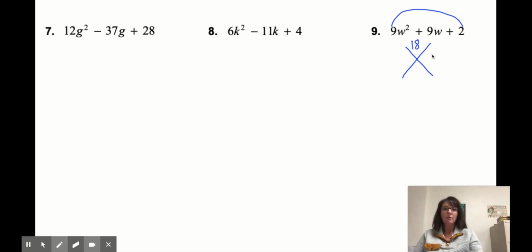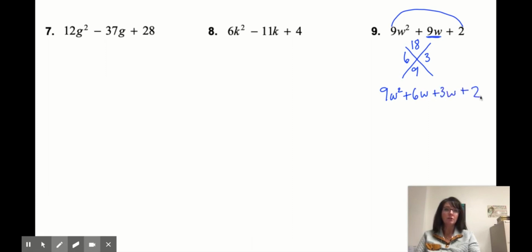Now we need the factors of 18 that will sum to 9. It's positive 9, so factors of 18 that sum to 9: 6 and 3, pretty easy. Now we're going to transform this middle term. We're going to rewrite the trinomial, so 9w squared, and instead of the 9w, which is the sum of 6w plus 3w, I'm going to rewrite it as plus 6w plus 3w.